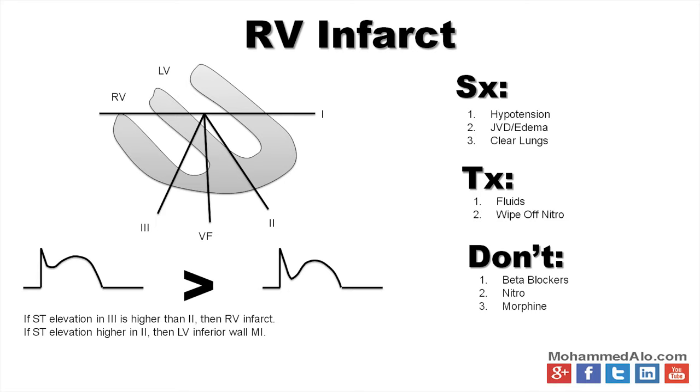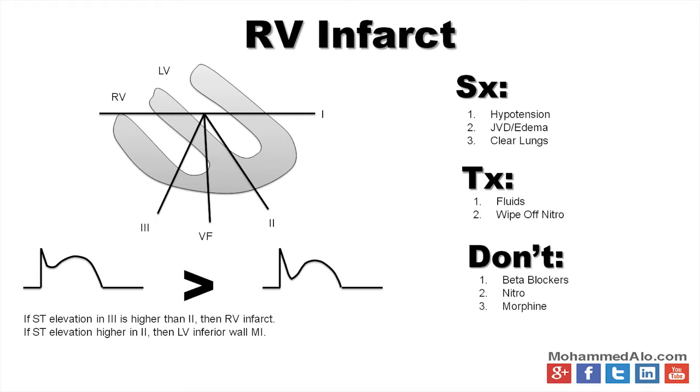How do you diagnose an RV infarct? If you look at this diagram I drew here, lead 2 mainly is the LV inferior wall, and lead 3 is mainly the RV. So if you look at ST elevations, if the ST elevation in lead 3 is higher than lead 2, then you have an RV infarct. If the ST elevation in lead 2 is higher, then it's mainly an inferior wall infarct.